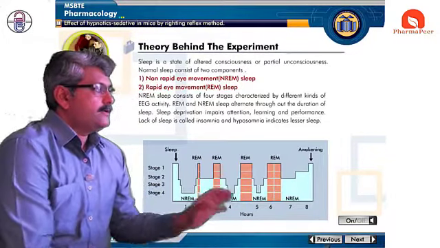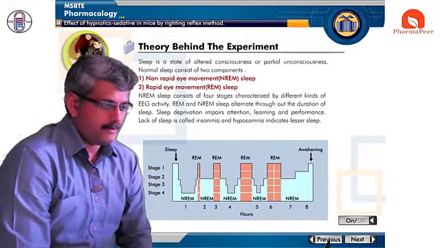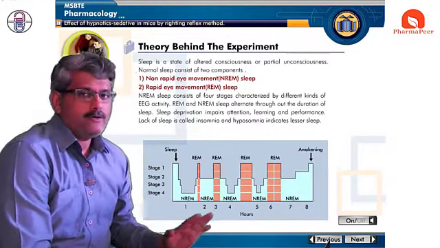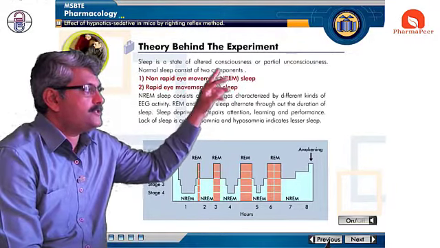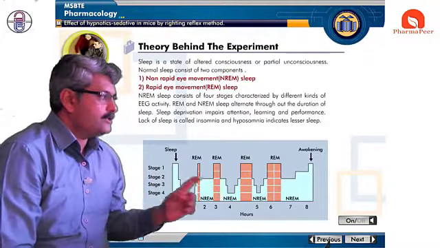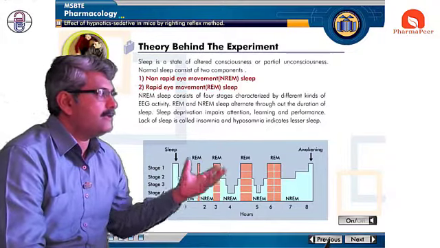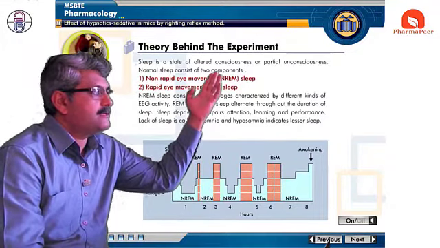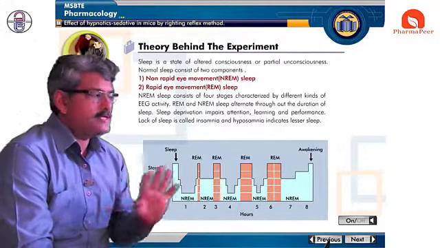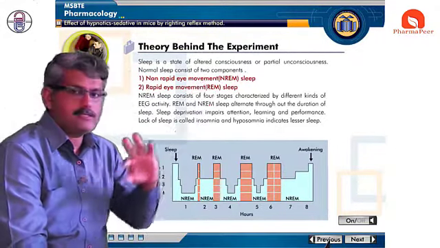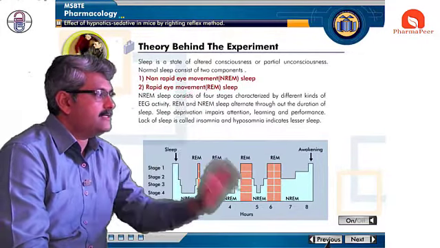This is one of the most important parts of this topic, that is REM and NREM. So first we will see what we mean by sleep. Sleep is a state of altered consciousness and partial unconsciousness. In this experiment we will clearly understand what we mean by NREM and REM, and this altered state of consciousness and unconsciousness. Usually sleep consists of two parts, called NREM and REM.